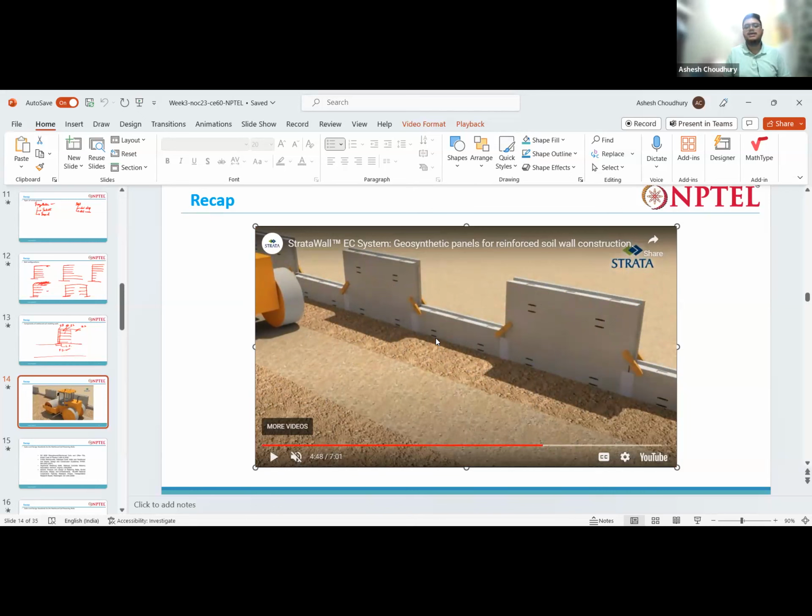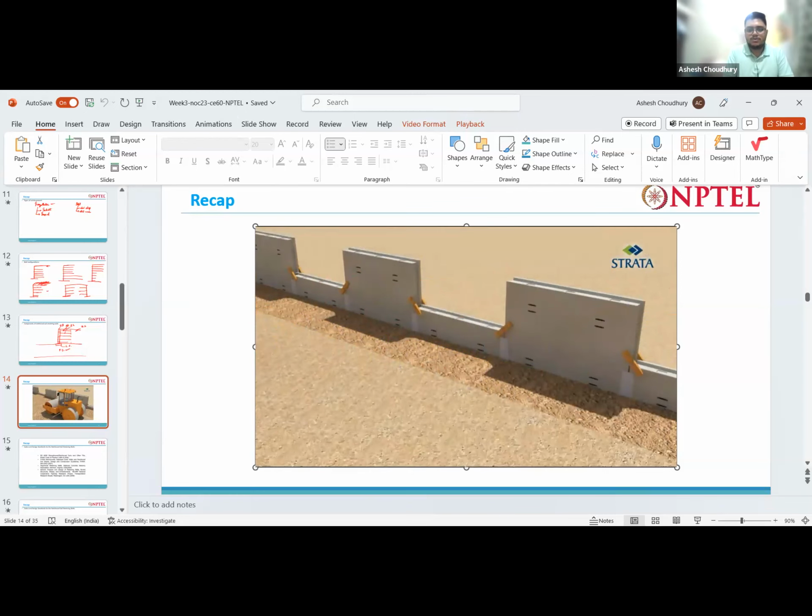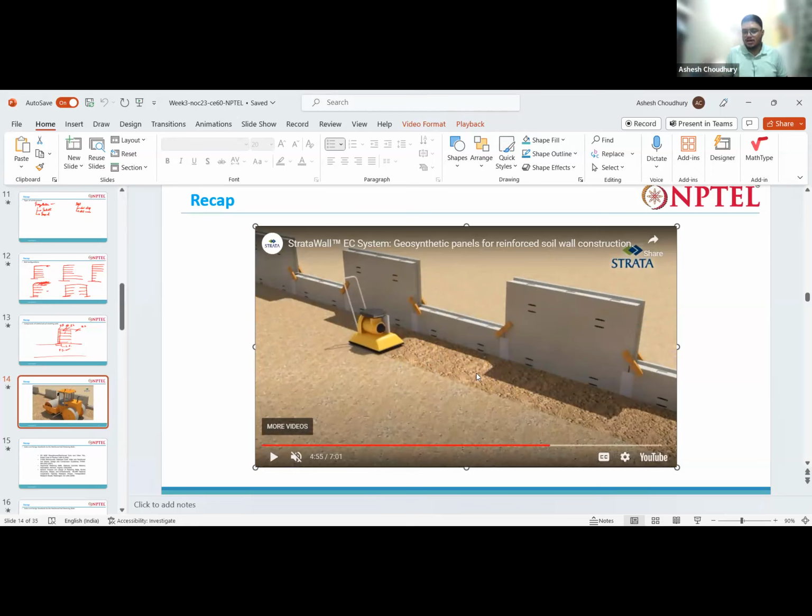So what is done is that a safe distance has to be marked till which the roller can move. And in the remaining distance, hand vibrators or smaller hand compactors are used. The smaller compactors are used to compact the soil that is near to these facing walls. So never ever should the roller be used near the facing walls.